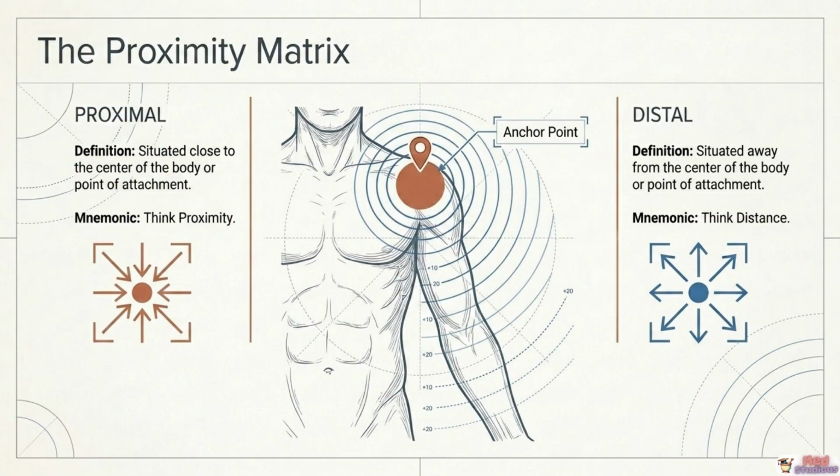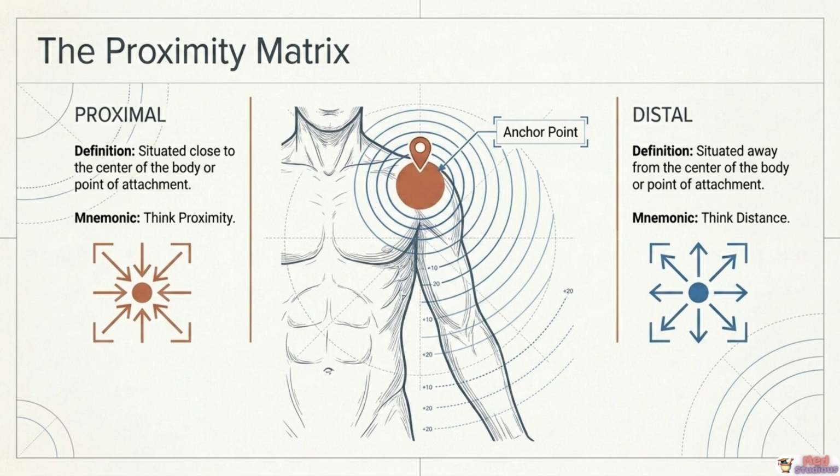Now we get to the heart of today's lesson, the proximity matrix. There are two opposing terms here, and understanding them together is the key to mastering them. First, proximal. Proximal means situated close to the center of the body or close to the point of attachment of a limb. Think of the word proximity, nearness. If something is proximal, it is near the anchor. Second, distal. Distal means situated away from the center of the body or away from the point of attachment. Think of distance. It is far from the anchor.